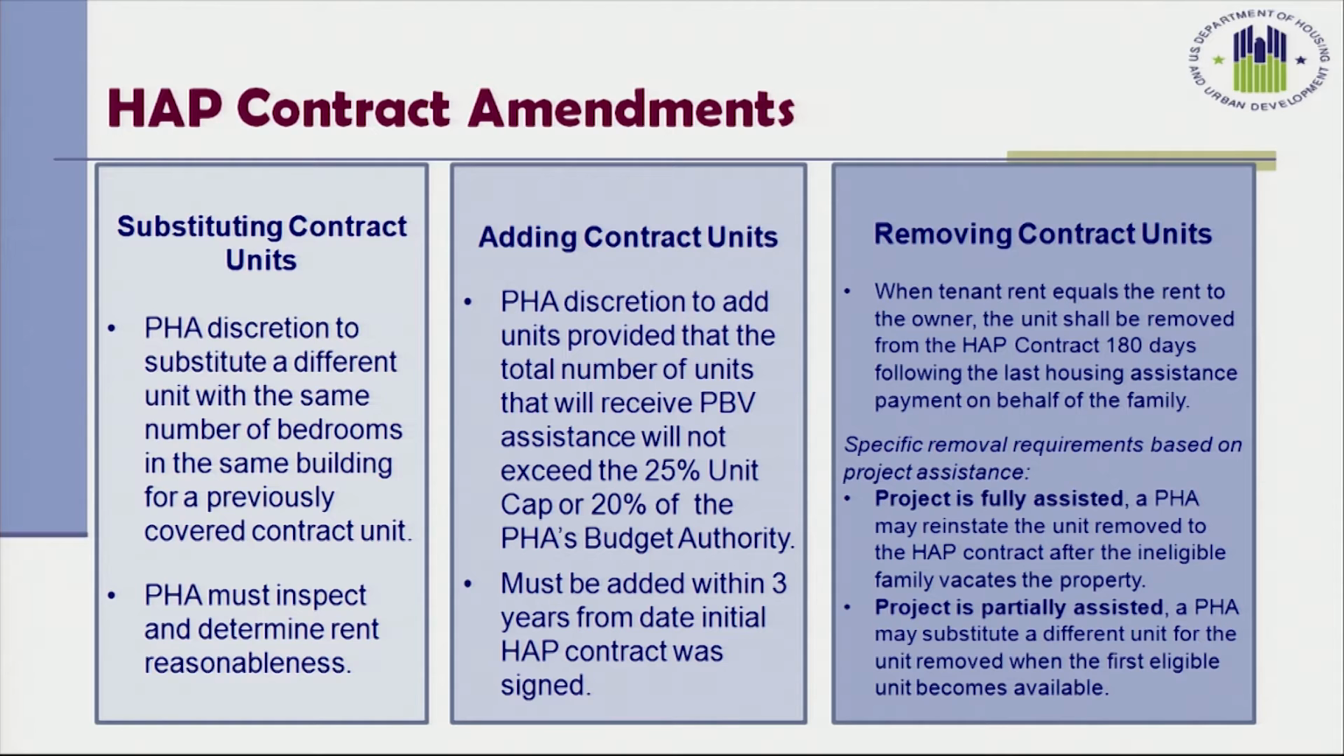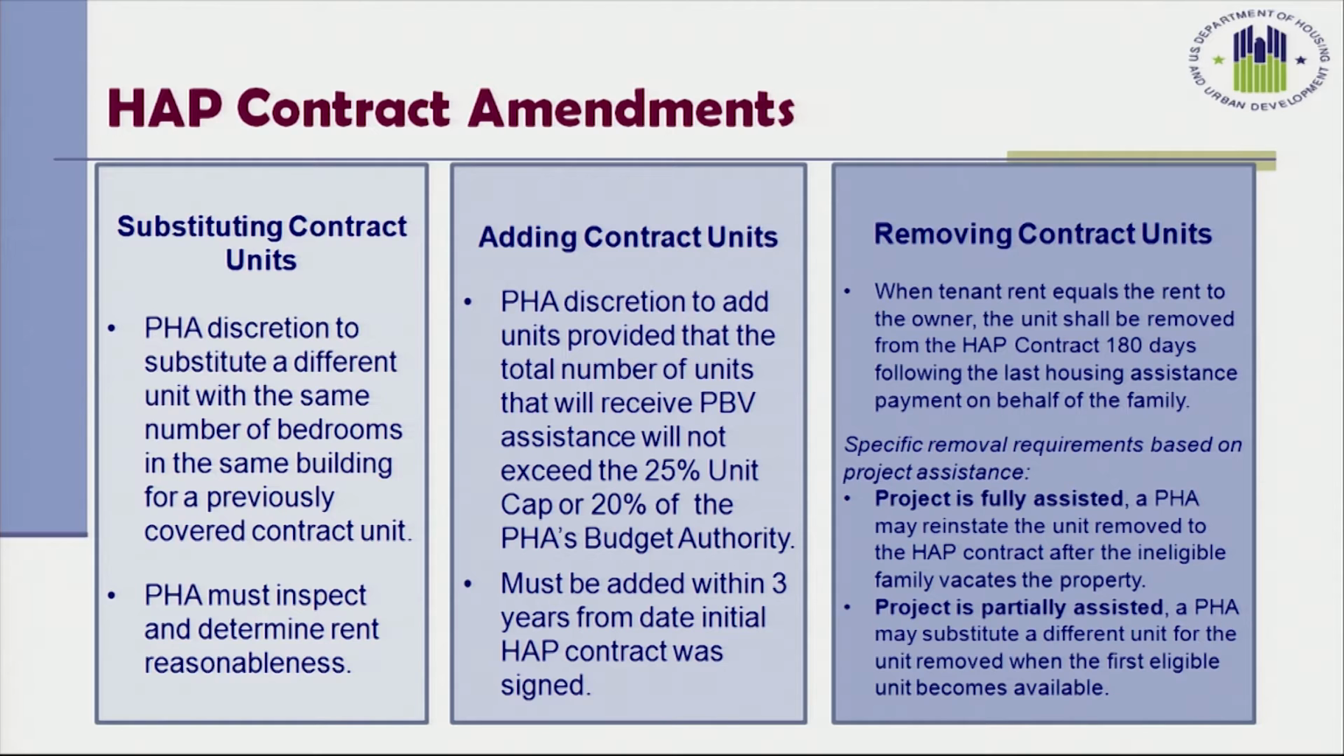The other limitation to adding units is that the PHA must ensure that the addition of the units does not exceed the 20% limit that a housing authority can project base under its voucher program. The units that are added to the contract must be added within 3 years from the date of the initial HAP contract.